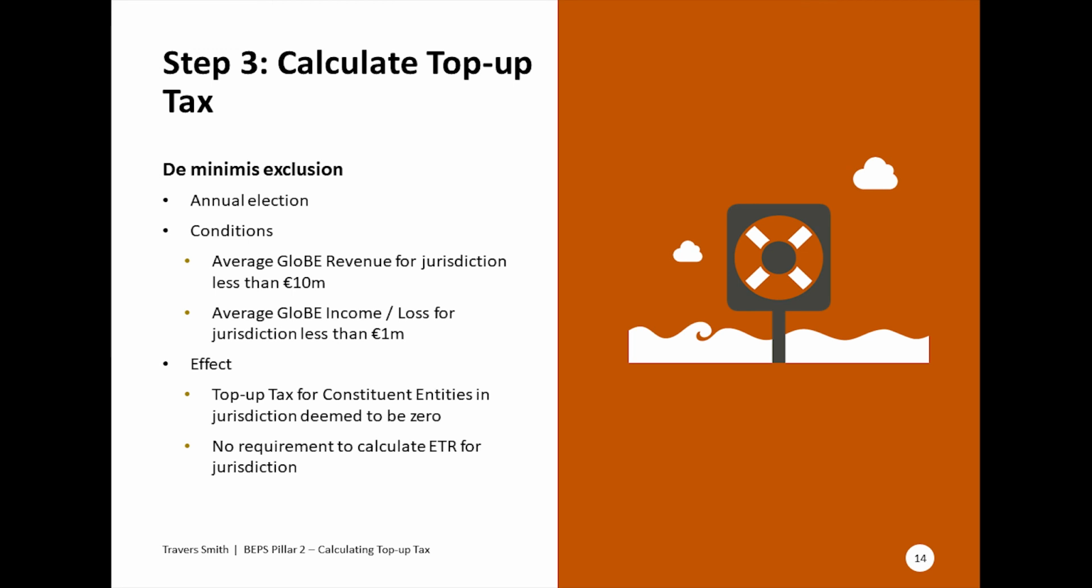Groups need to make an annual election for this to apply, as well as satisfying the two conditions. The two conditions are that the average GloBE revenue for the jurisdiction is less than 10 million euros, and that the average GloBE income or loss for the jurisdiction is less than 1 million euros. And these figures are averaged over 3 years, namely the current fiscal year and the previous 2 fiscal years.